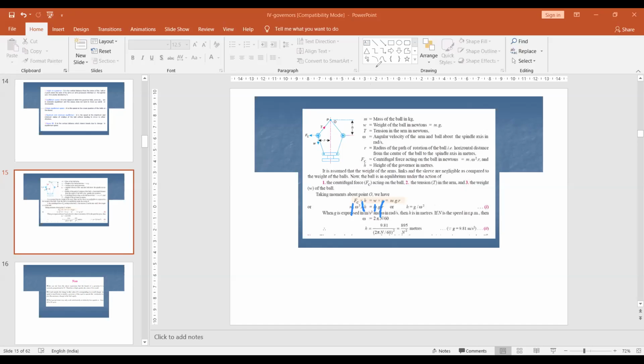Now we already know some values. The value of g is known, that is 9.81, and omega is replaced with the term 2 pi n by 60. When we substitute both values in equation number 1, we get H equals 895 by n square. That is the height of the governor, and it gives the relation between the speed and the height of the governor: H equals 895 by n square.